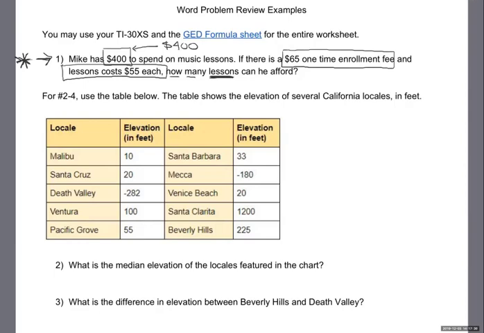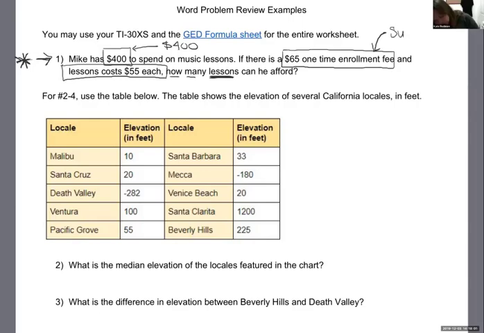I would subtract and then divide. You would subtract and then divide. I would subtract and then divide too. What drew you to subtraction and division? Because you have a one-time enrollment fee, then you want to know how much that extra money left over will go towards the lessons for 55 times. And which one did you want to subtract? Was it the one-time enrollment fee or was it the lesson cost? The one-time enrollment fee, because it only happens once.